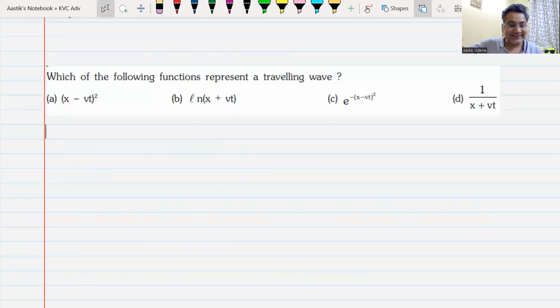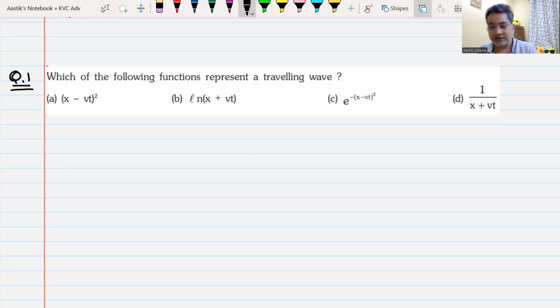Now this is one question. Which of the following functions represent a traveling wave? I'll give you 2 minutes. Take a deep breath and tell me if you understand this. That means you have understood traveling wave. Then I will congratulate you. 2 minutes you have to show me your talents.